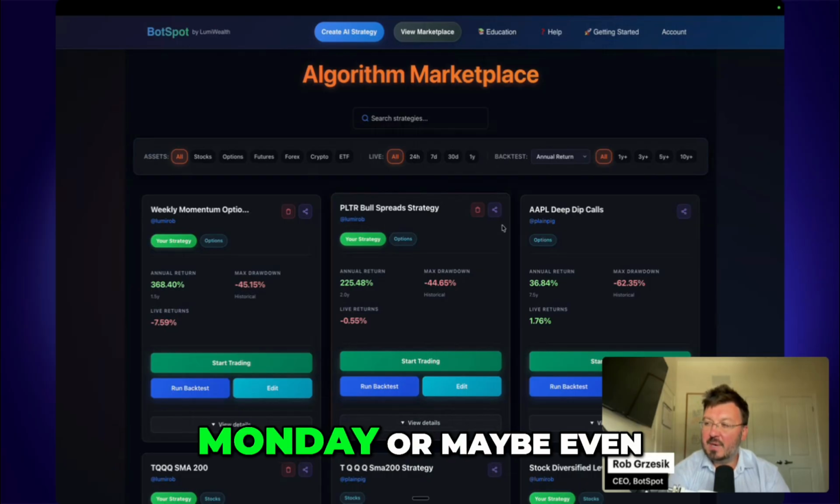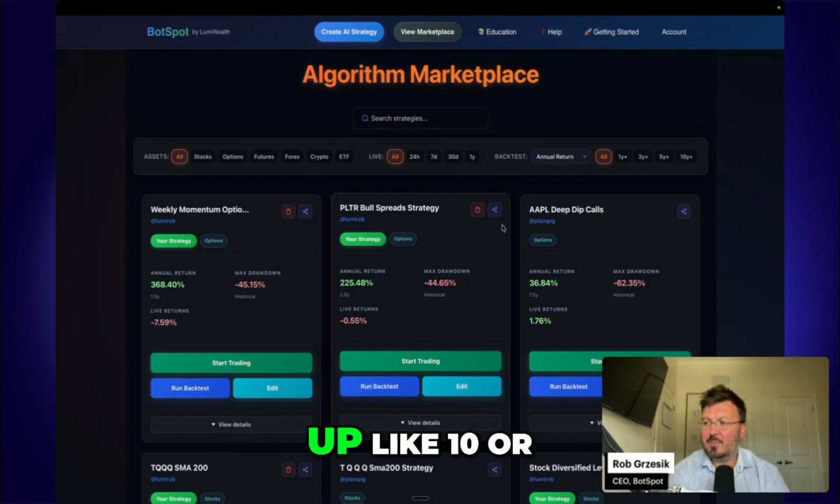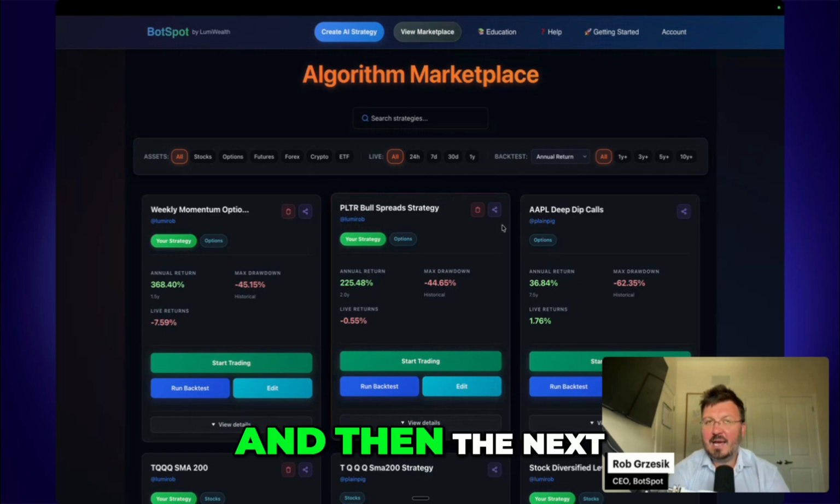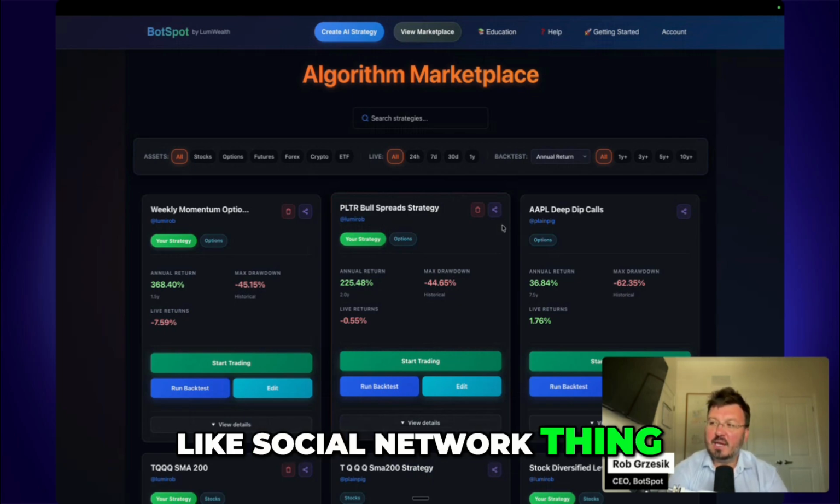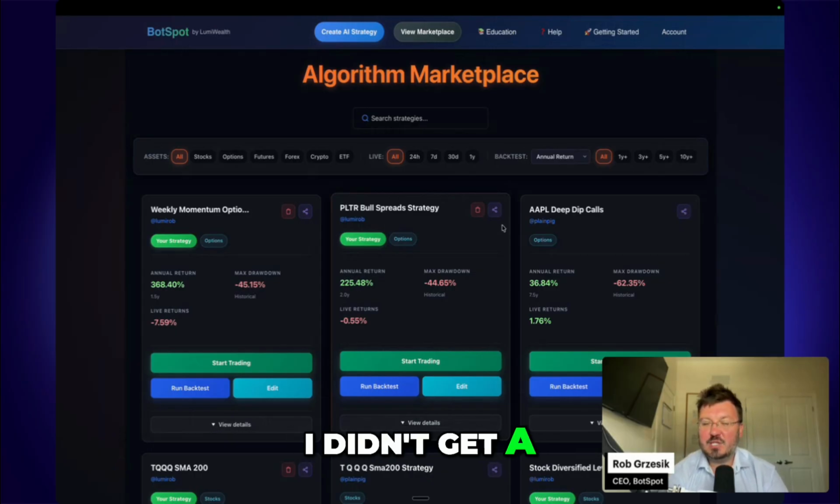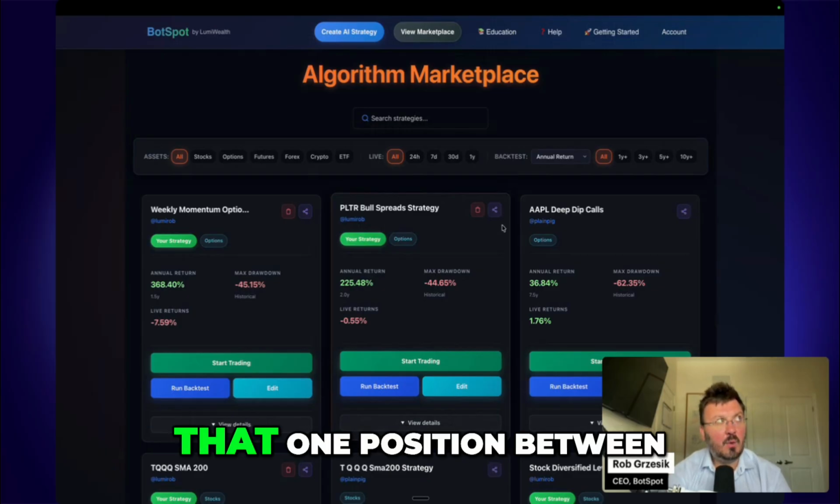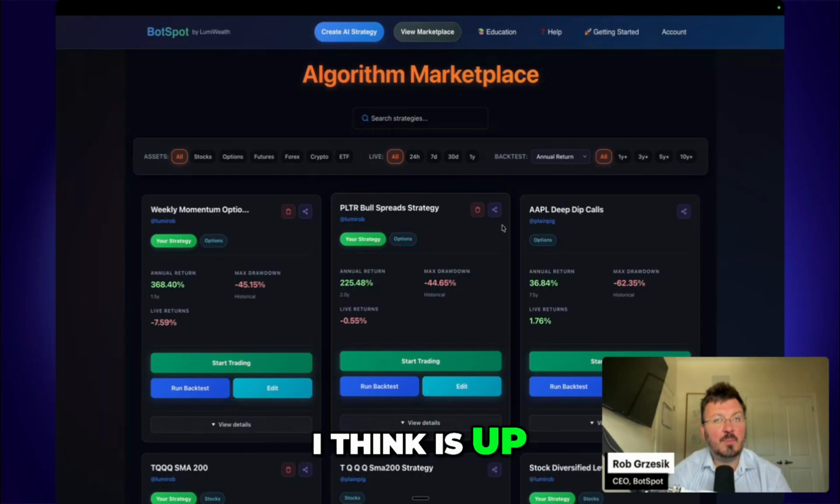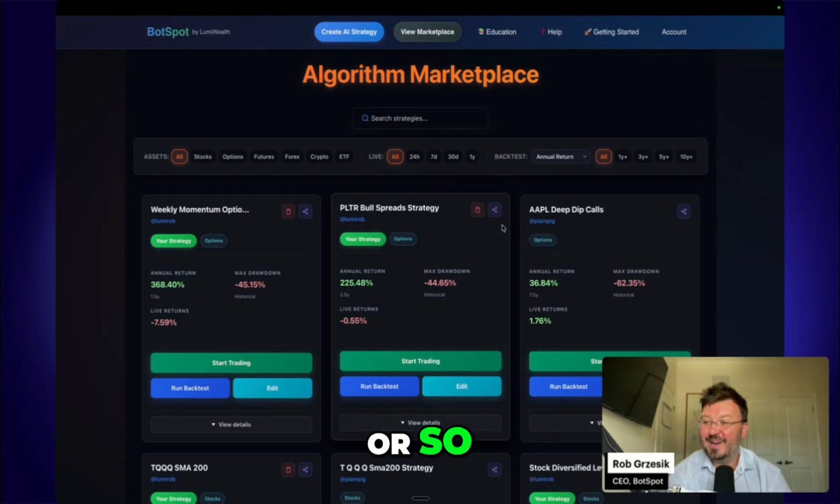Earlier this week, I think it was Monday or maybe even Friday of last week, it had a huge run up. I think it was up 10 or 15% in the day, and then the next day it was up another 4 or 5%. I think it's because they launched that social network thing they're doing there. I didn't get a chance to fully look into it, but it seemed like a pretty big deal. Robinhood stock was just up a lot. I think that one position between my portfolios is up well over $100,000 in the past month or so. Robinhood has been very good to me.